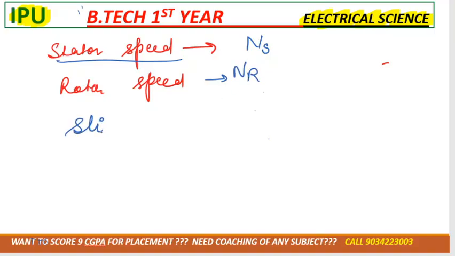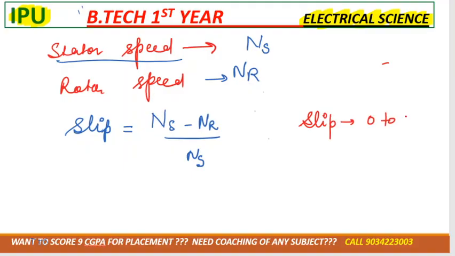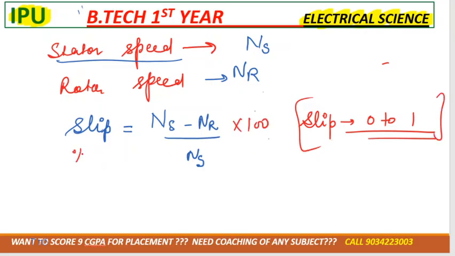And there is a concept that comes over here, that is slip. Slip is always (ns minus nr) divided by ns. There is a formula. What is slip? Slip is basically the difference in the two speeds, rotor speed and stator speed. So slip always varies between 0 to 1. Slip is always in percentage, so multiplied by 100.